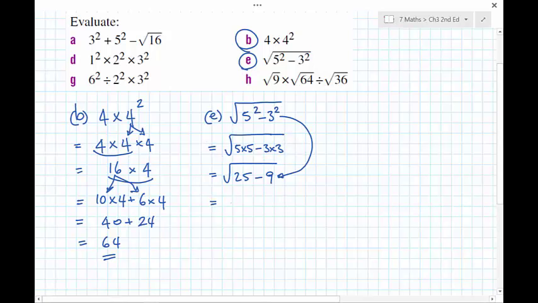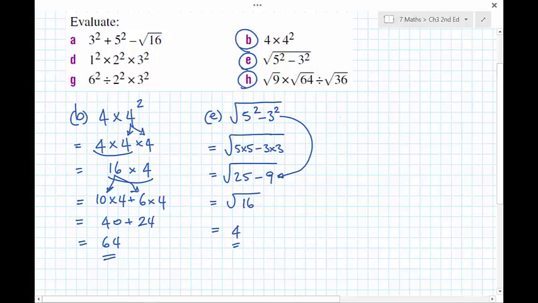Okay, so then we've got that's the square root of 25 take 9, right, is 16. And then the square root of 16 is 4. And remember, square root means what must I multiply by itself to get 16, and the answer here is 4.